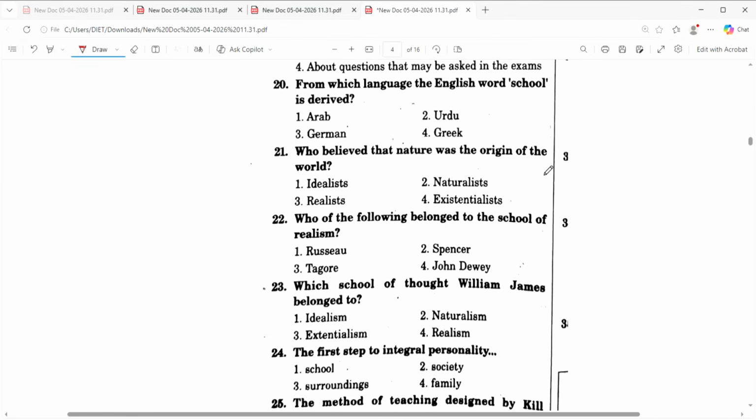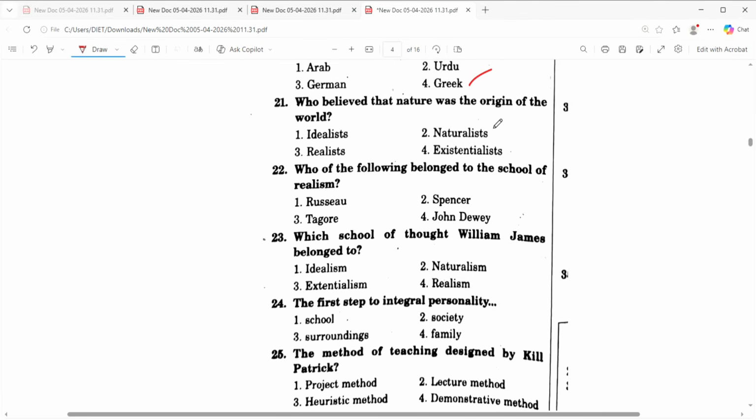School, the word is derived from Greek. Arab, Urdu, German and Greek. Who believed that nature was the origin of the world? 21. You see, it was told that nature was the origin of the world by naturalists. Okay, so the remaining three are not.